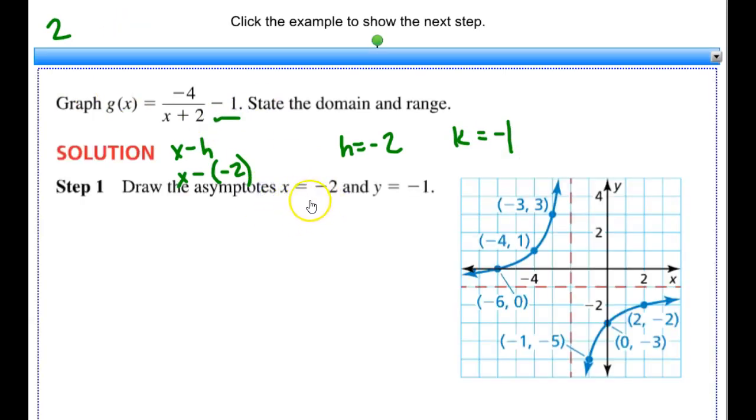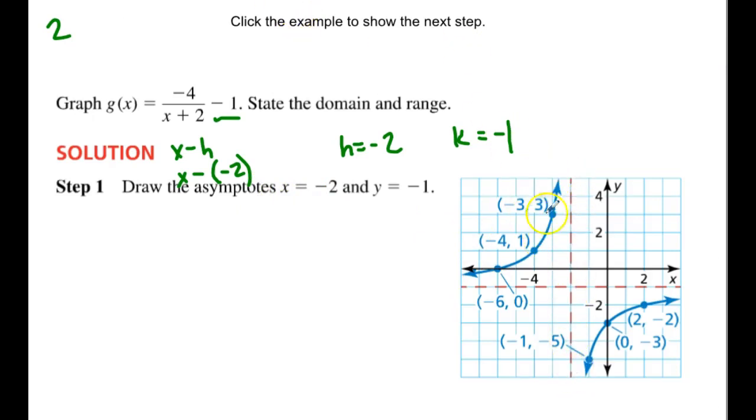So first I'm going to draw those asymptotes, right? My x equals negative 2, which is this vertical line right here. I'll go ahead and draw that one for you. That one's going to be in green. So x equals negative 2, which is my h value. Then I'm going to draw my horizontal asymptote, which my k is negative 1, right here. Right, so those are my asymptotes. So now I know that my x equals negative 2.